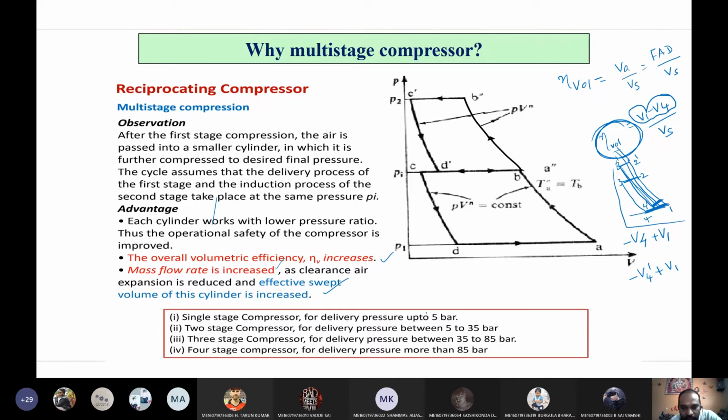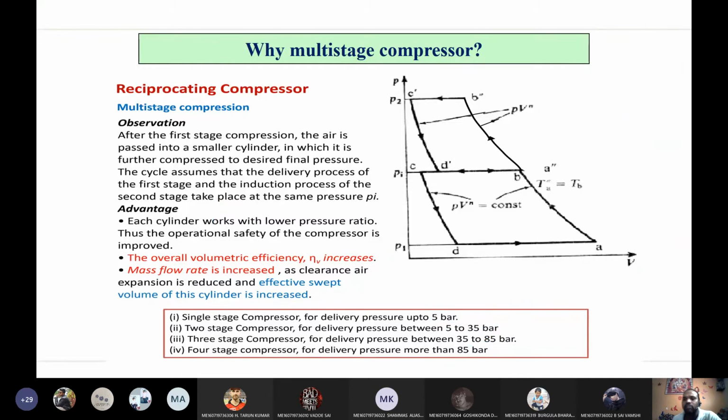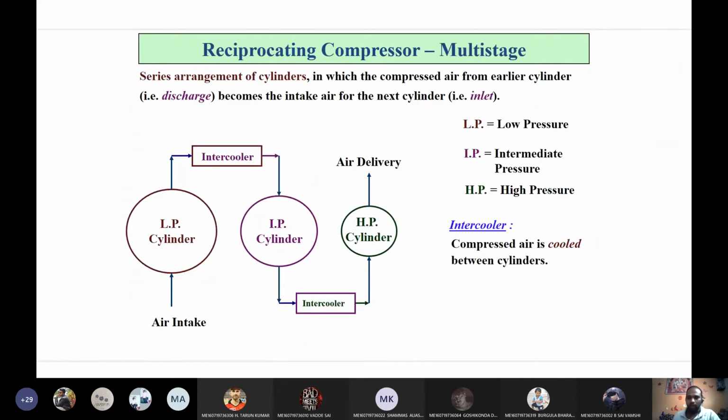So here you can remember, if you use single stage, the maximum pressure rise is 5 bar, and if you use 2 stage, you can increase the pressure up to 35 bar, and for 3 stage you can use up to 85 bar, and if you want to get the pressure above 85 bar, you should go for the 4 stage, right? So practically, maximum will be 2 stages. 2 stages means we are compressing the air in 2 cylinders, right?